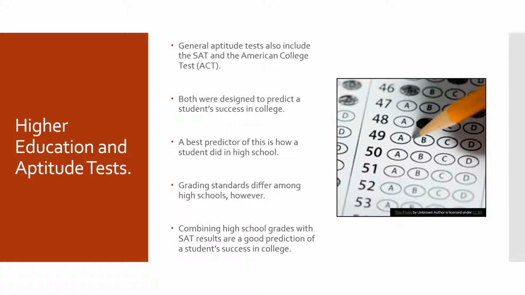The best predictor of this is how a student did in high school, but because of different standards in different states and different areas, even your local school districts, between maybe your area and the one next to you, they might have different standards or different grading processes that make your grades different in terms of different subjects. So the purpose of using the SAT and the ACT is that combining high school grades with SAT results is a good prediction of how a student's success in college will actually go.